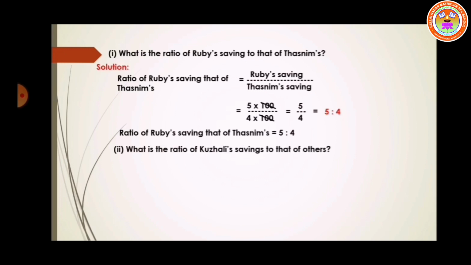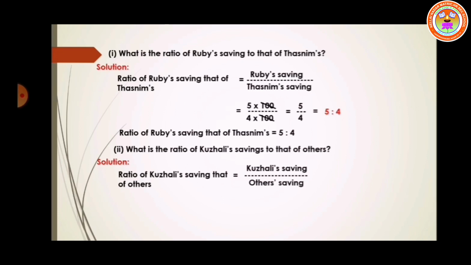Second question, what is the ratio of Kulali's saving to that of others? Solution. Ratio of Kulali's saving to that of others is equal to Kulali's saving divided by others' saving. Kulali has 5 piggy banks, so you have to write 5 into 100 divided by others' saving.